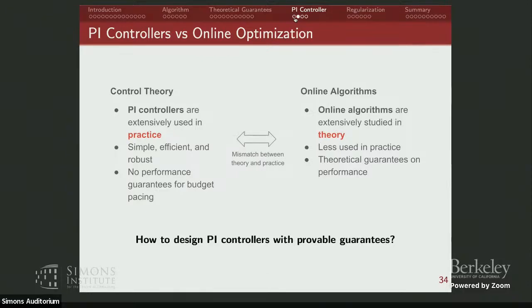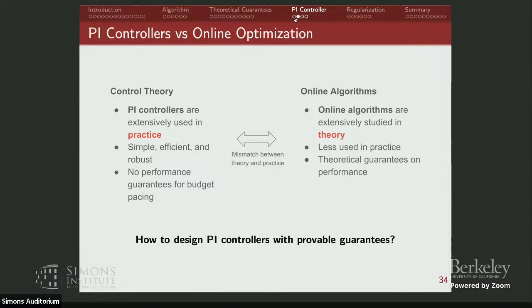Okay. So PI controller is actually very well used in practice. It's very simple, efficient and robust to non-linearity, etc. But there is no theoretical guarantee for a PI controller for at least this budget pacing problem, as far as I know. On the other hand, these online algorithms are very extensively studied in theory, like Nikhil is doing that, like I'm doing that, there are so many works. However, they're less used in practice.